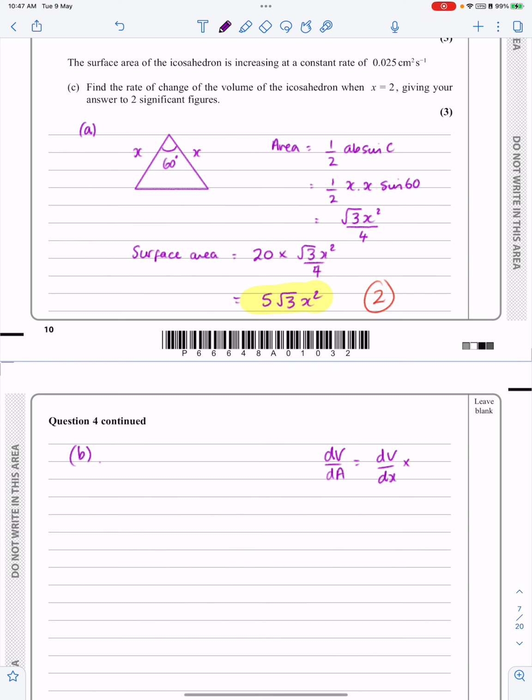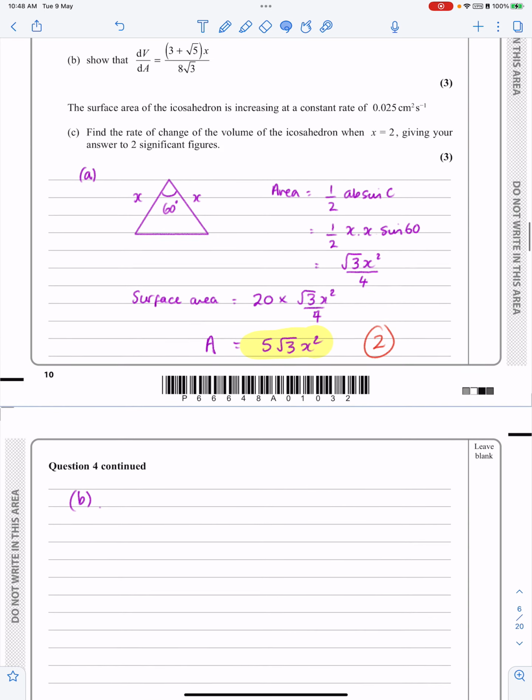So how do I make that match up with each other then? What I need to have is dA on the bottom and dx on the top, because then they will cancel out. Although I can't get dx by dA, I can get dA by dx and then flip it over. So that gives me a way of getting started here. I've got a formula for A up the top there. I'll have a formula for V, so I can work out dA by dx and dV by dx, and then I can chuck it into that. So let's crack on and get started with that.